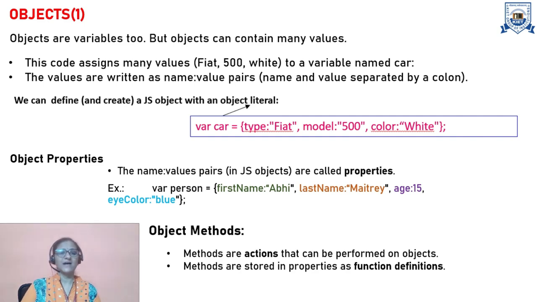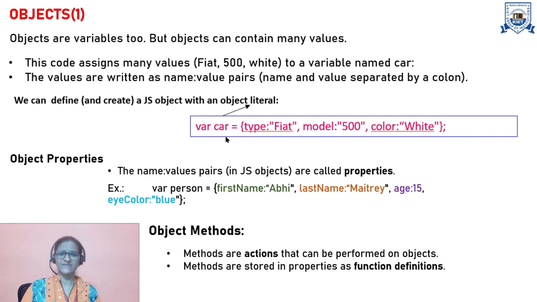We can say objects are variables too. We can say that objects are variables, but we know at one time one variable can hold only one value. As soon as we give another, it gets replaced with the latest one. But an object can contain many values. Below we can see the example. Now this code assigns many values, like the name Fiat 500, this color white, to a variable named car, and it is written in the form of name-value pairs separated by this colon sign.